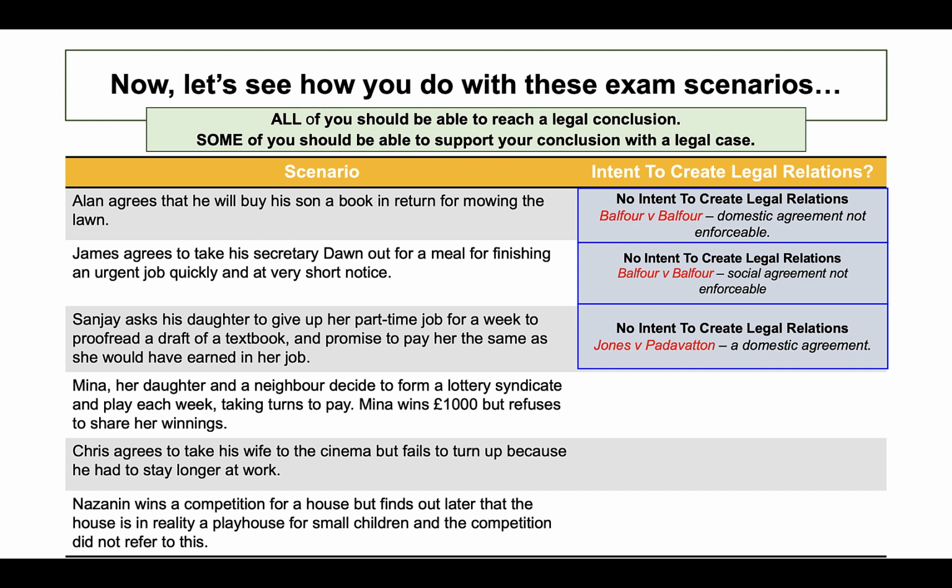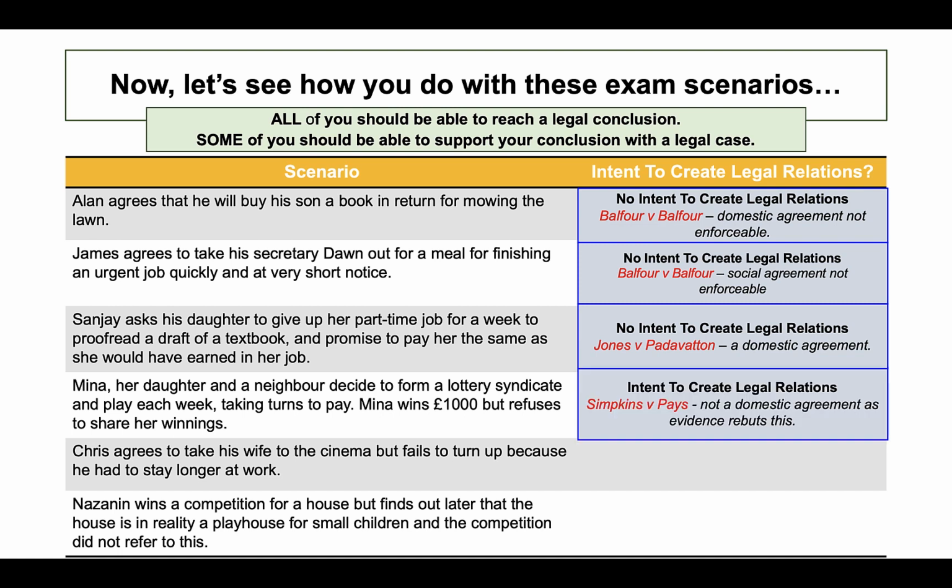Mina, her daughter, and a neighbour decide to form a lottery syndicate and play each week, taking turns to pay. Mina wins £1,000 but refuses to share her winnings. Again, if this came up in the exam, the examiner would be trying to draw a parallel to a case that you know, and I think you know the one I'm referring to. It's that Simpkins and Pays one, and given the exchange of money and the significant amount here as well, probably not a domestic agreement, as there's sufficient evidence for the court to accept that this should be legally enforceable.